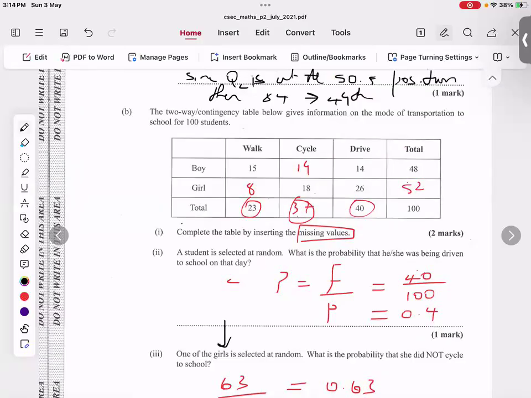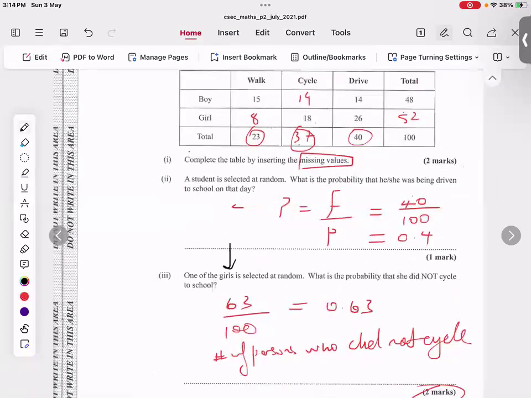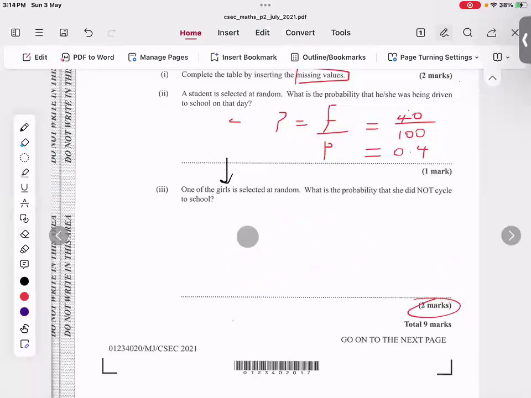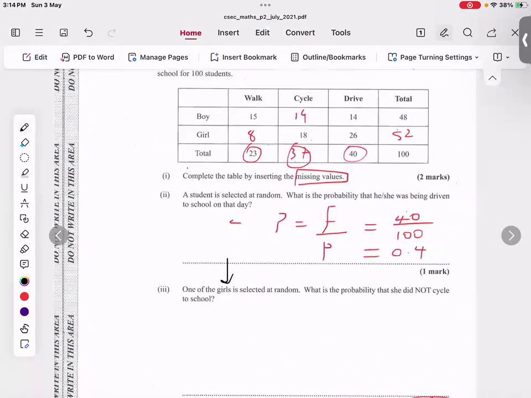Very good. So the probability of who did not cycle to school would have been this thing. But girls, very good, guys. You're paying keen attention. That's good. Although we're tired, still a fight. Very good, people. So it's going to be 8 and 26. How much is that now? Sounds like 34.